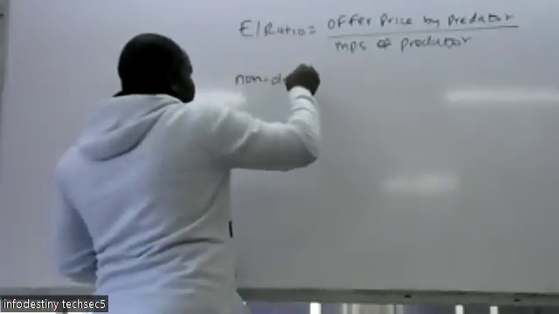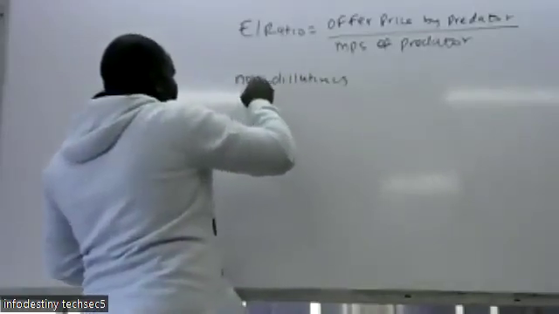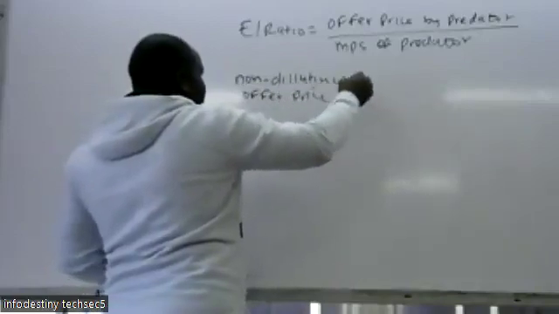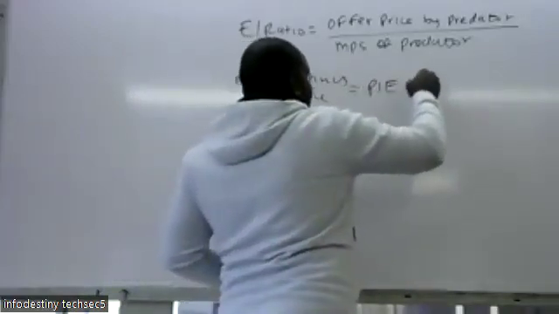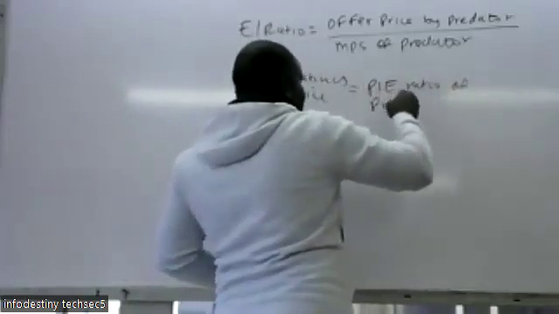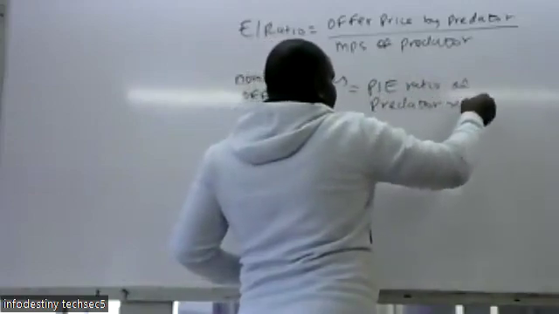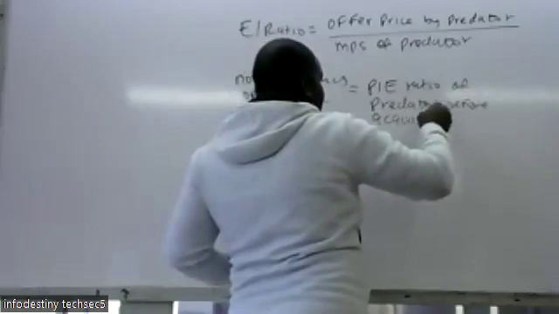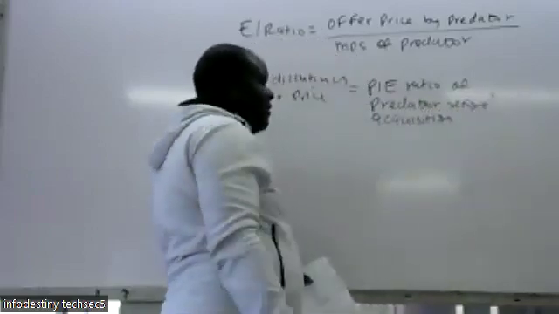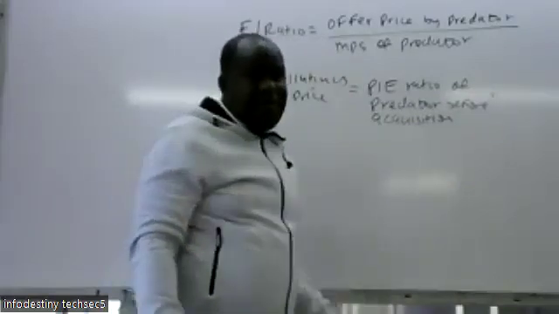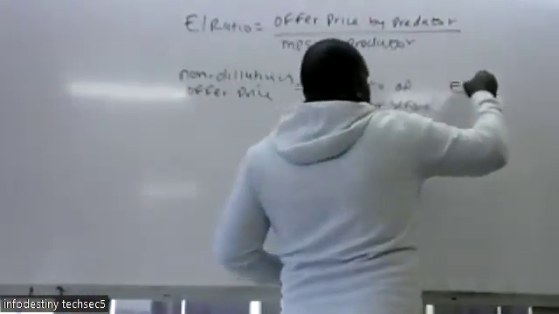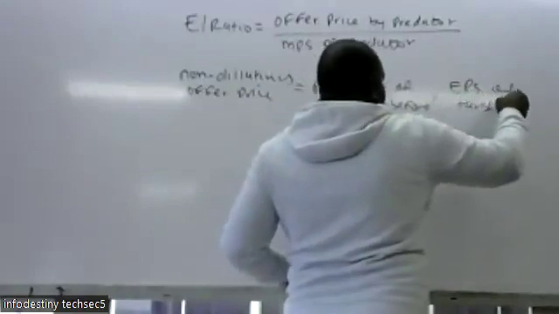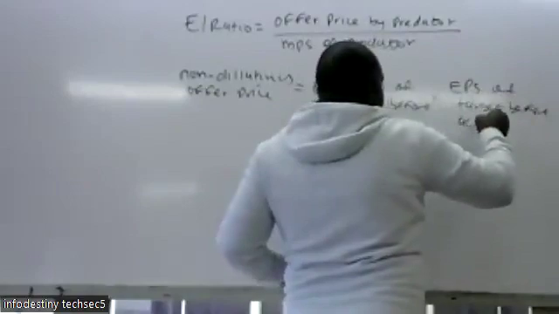So the non-diluting offer price should be equal to the price earning ratio of the predator, before acquisition, then multiplied by earning per share of the target, also before acquisition.